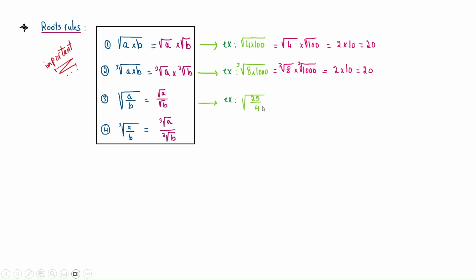Now, example of a over b. If I have 25 over 4, we know that we can split them as the square root of 25 over the square root of 4, which is equal to 5 over 2 or 2.5. Example about the last one here, the cube root of a over b, like the cube root of 64 over 8, we can split them both. It's the cube root of 64 over the cube root of 8, which is 4 over 2 or 2.